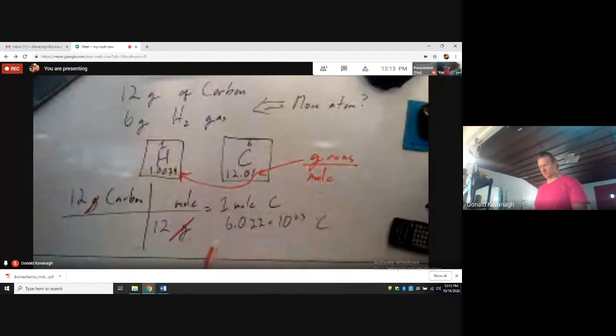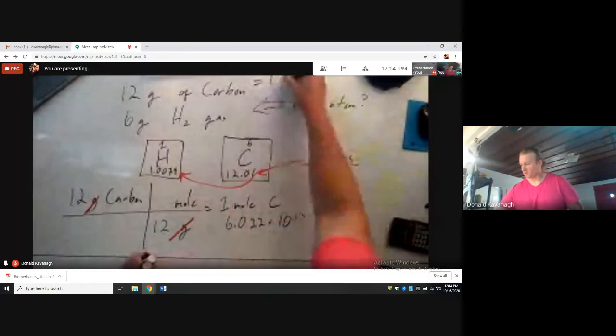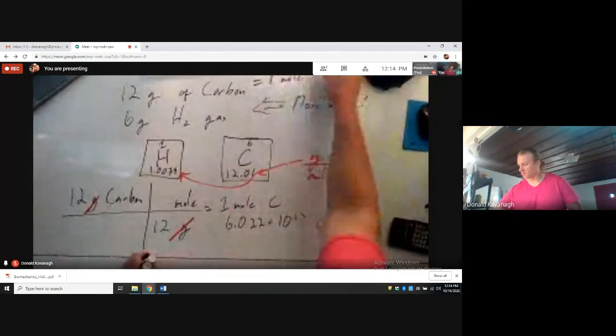Remember saying at the very beginning how for 1 dozen, I don't need to tell you what that number is because you already have dozen internalized. Now you need to internalize what mole is. This number. So 12 grams of carbon equals 1 mole of carbon.